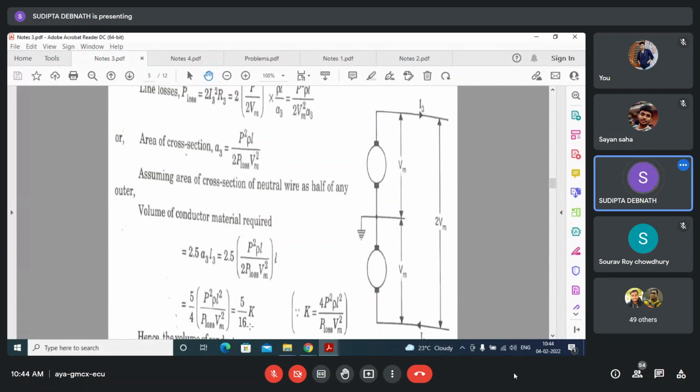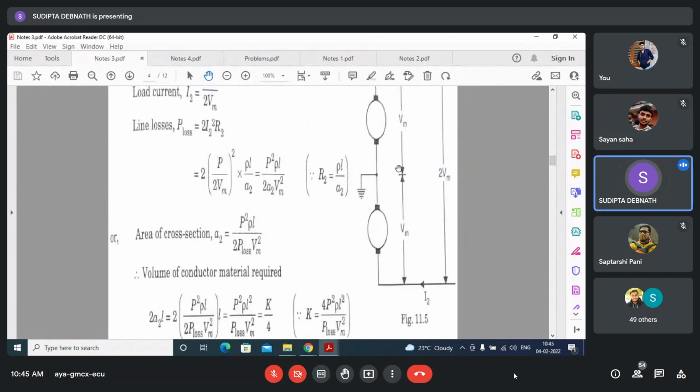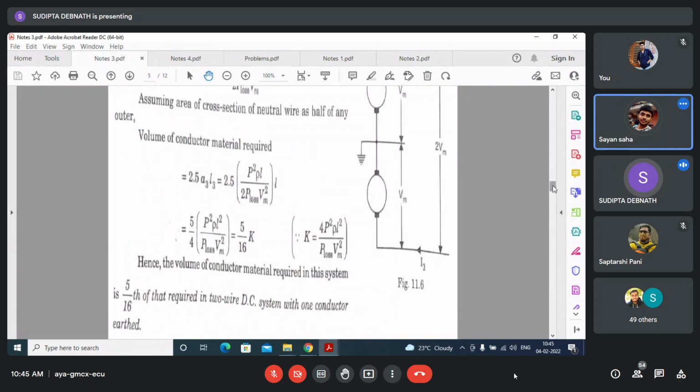Why is it 5 by 16? Oh, in terms of K, it is 5 by 16. That means 0.3 something K. So if you consider the DC system in terms of the volume of conductor material requirement, this system is most economical.